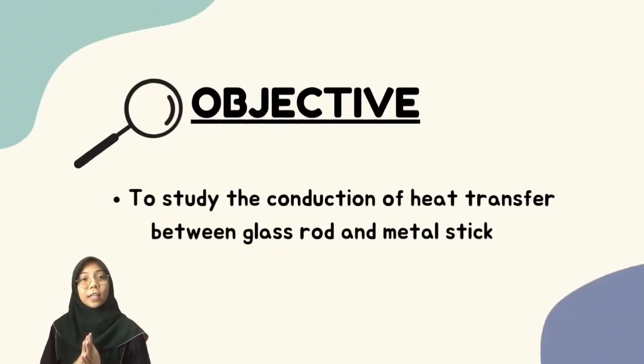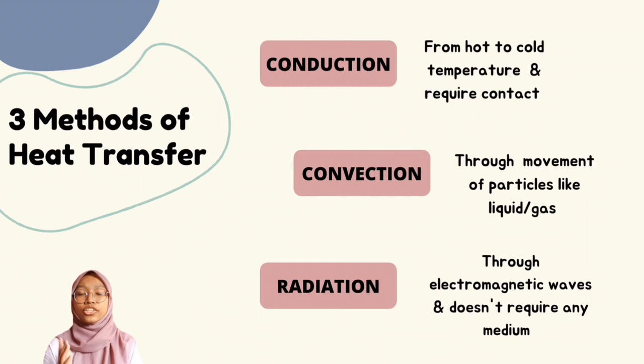The objective of this experiment is to study the conduction of heat transfer between glass rod and metal stick. Heat is energy transferred from one object to another because of a difference in temperature. Heat is transferred in three ways: by conduction, convection, and radiation.